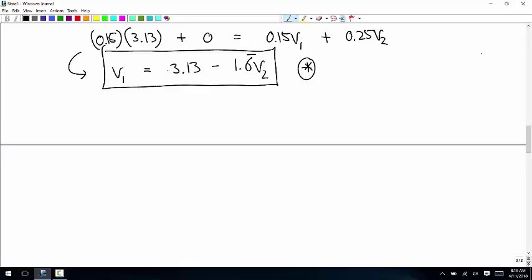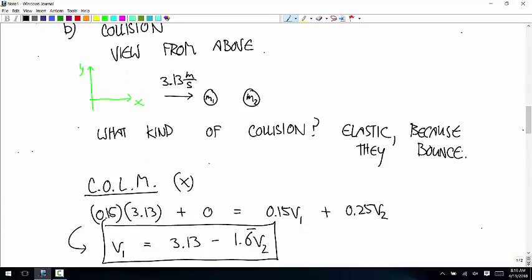But since we're substituting this into, well, let me take this off. Since we're substituting this into the conservation of kinetic energy where everything's squared, we might as well just square this right now. So V1 squared is equal to, what's 3.13 squared? Yeah, pretty close. How did I calculate what? The momentums?